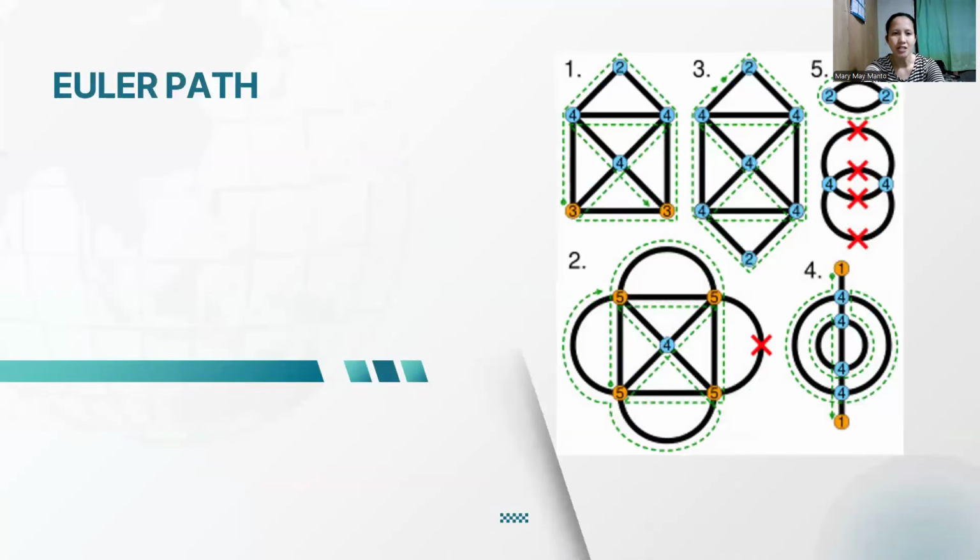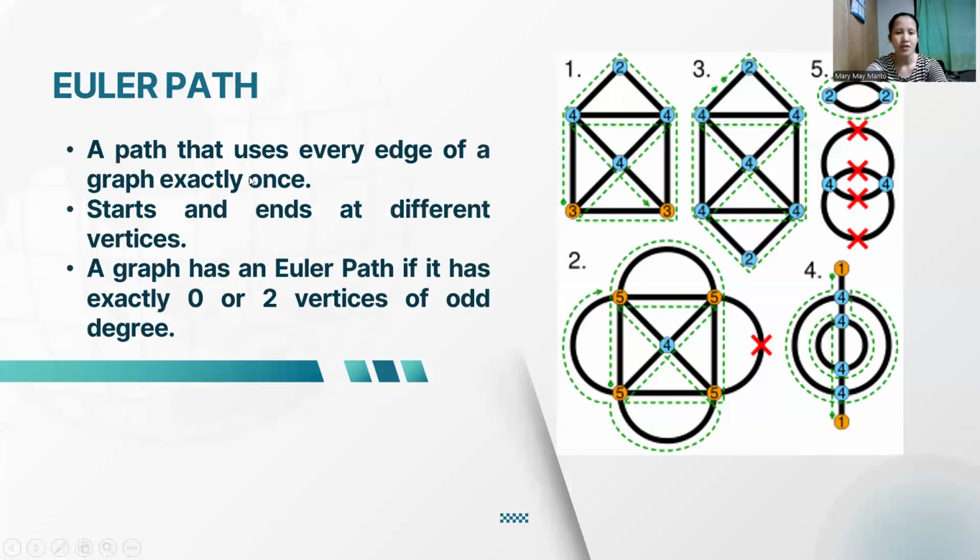Okay. Now, let us define the first important concept, or the first main topic for today, which is an Euler circuit. But before the Euler circuit, it is important to understand the concept of Euler path. An Euler path is a path that uses every edge of a graph exactly once. Remember that it will start and end at different vertices. A graph has an Euler path if it has exactly 0 or 2 vertices of odd degree. When we say odd degree, these are numbers that are not divisible by 2.